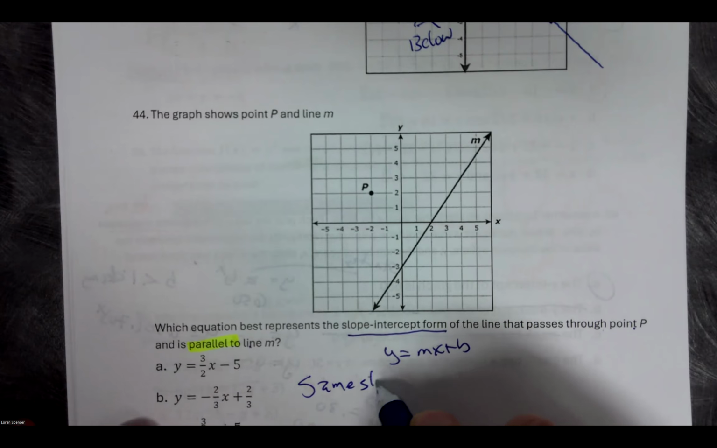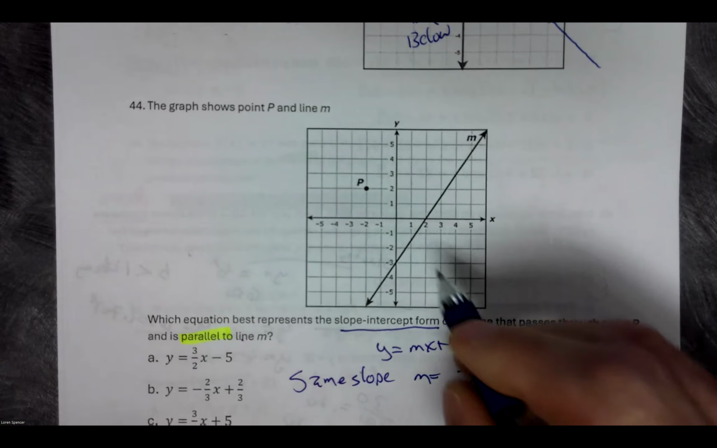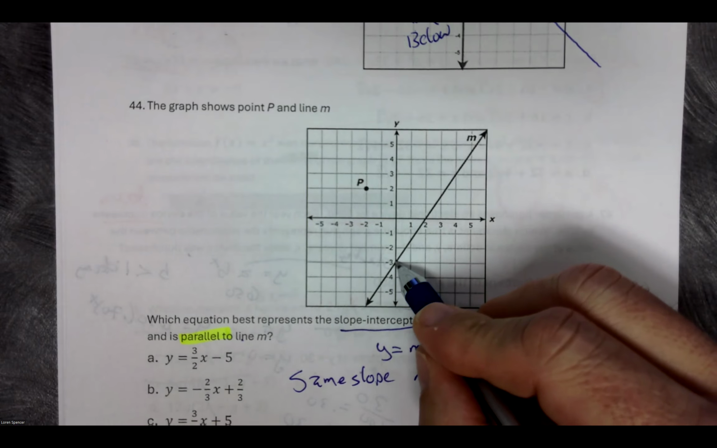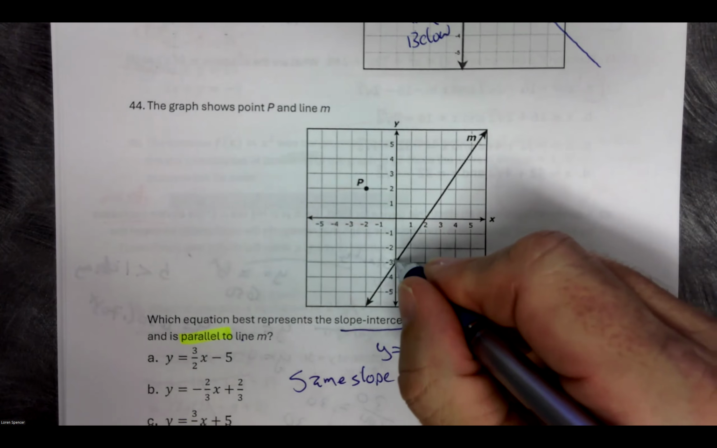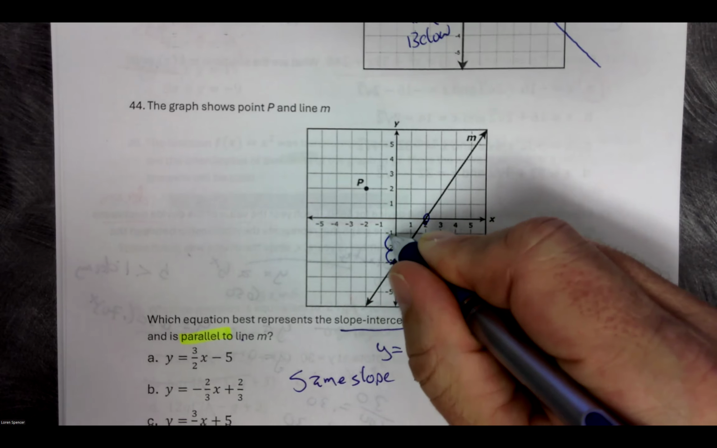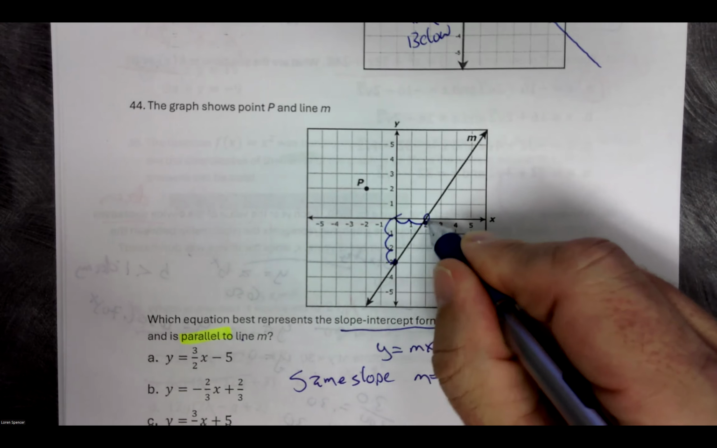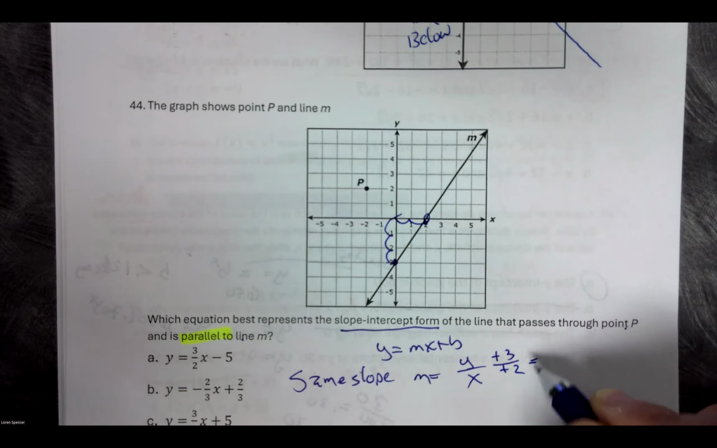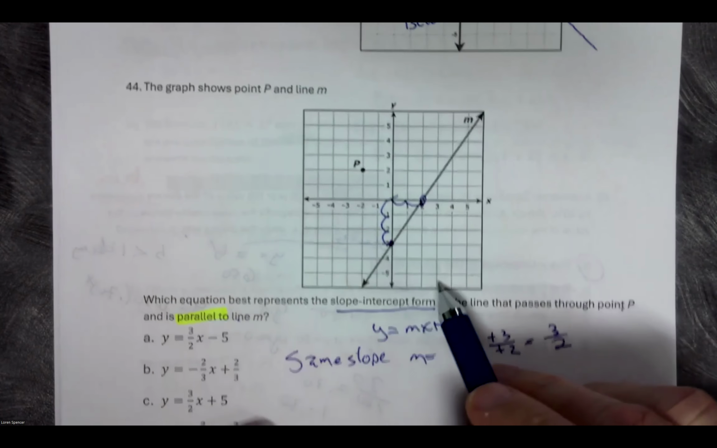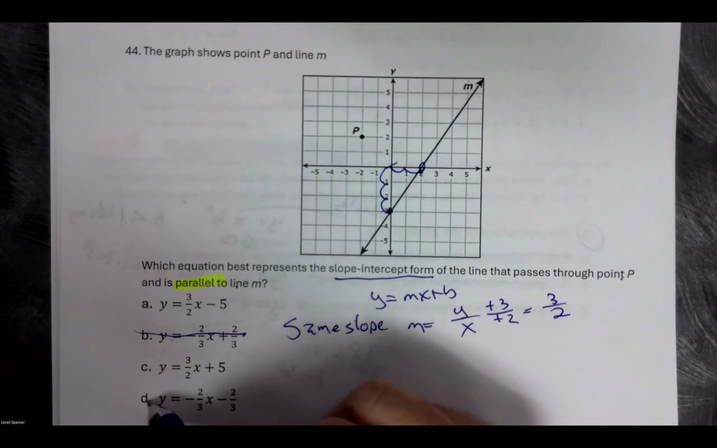Now, ideally, you could count this out and you go m equals y over x. And you go, you know what? Same slope means I need to choose a point. I'm going to choose these two. I'm going to go 1, 2, 3, up +3 and over 1, 2, over +2. So I get 3/2. All right. So ideally we would do that.